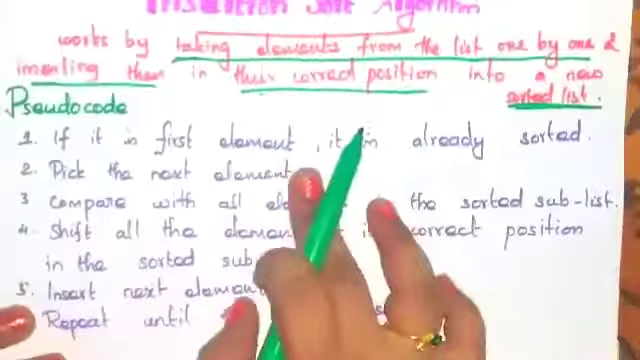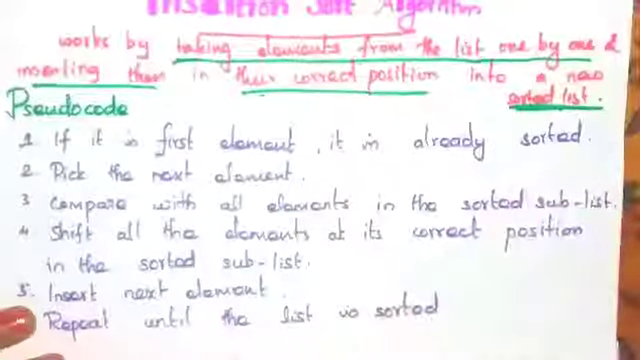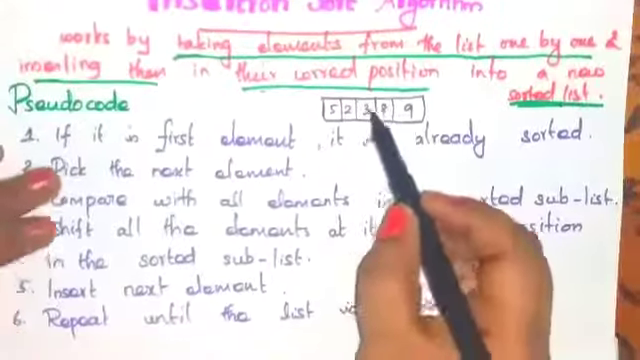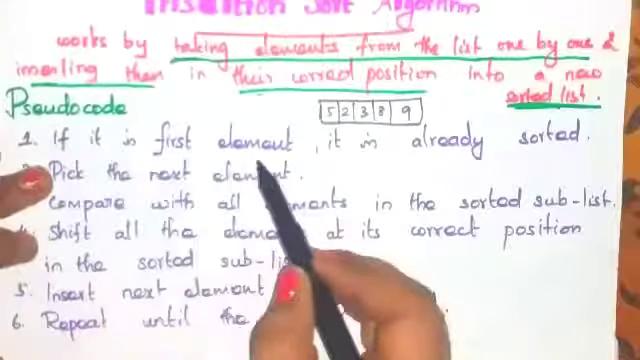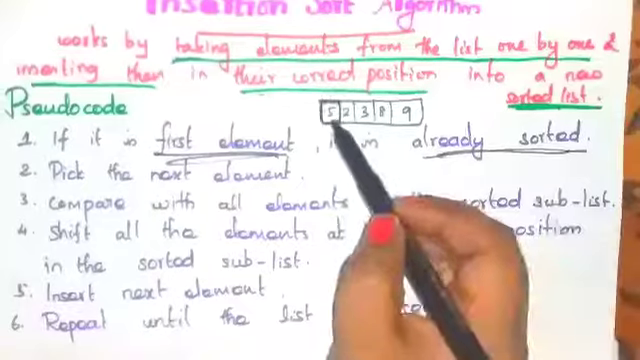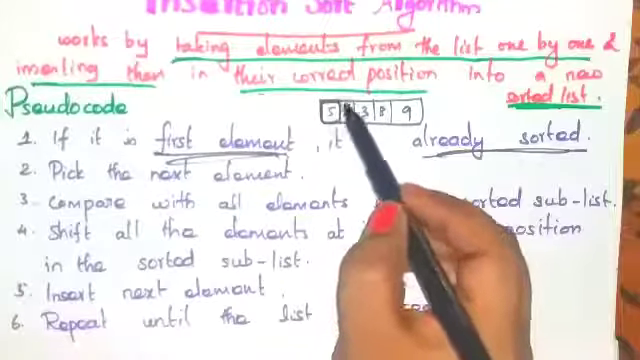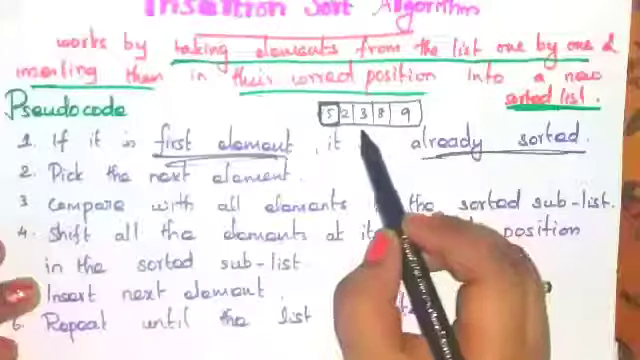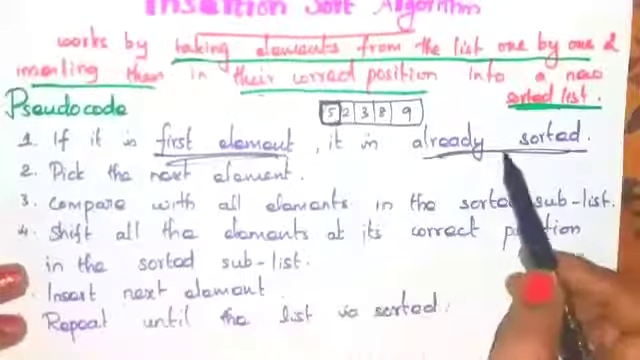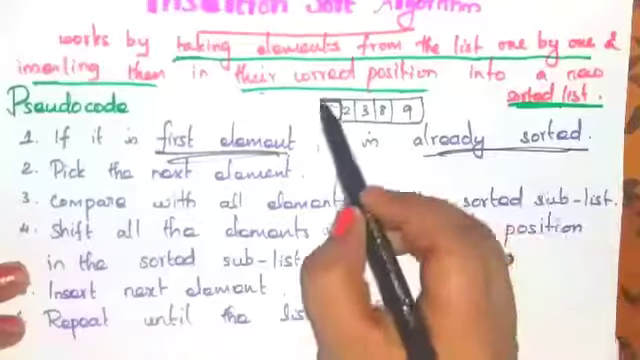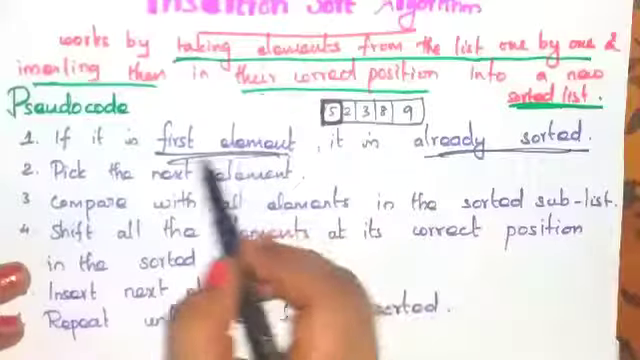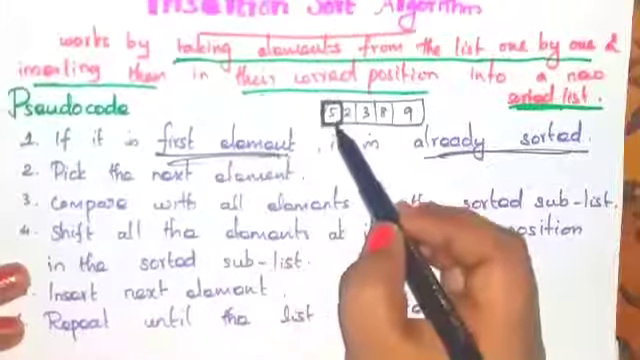If it is the first element, it is already sorted. See here, this is the unsorted array. In this array, the first element is already sorted. Let us assume this first element is a sorted element, and these are unsorted elements. So this element is sorted because it is the first element.